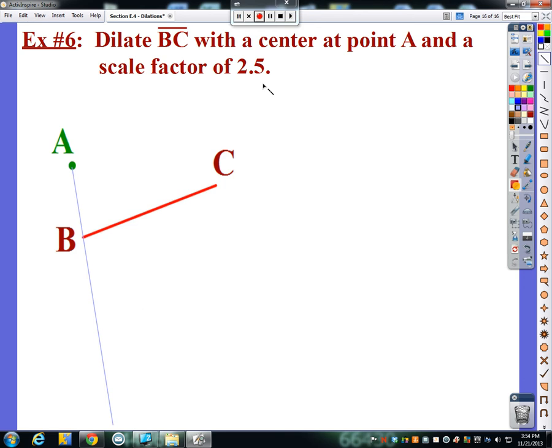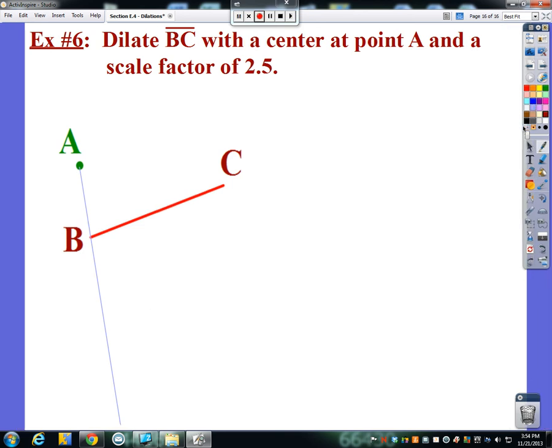Okay, so we need to do a scale factor of 2.5. Now, you don't write this part down right here, but think of this. This is the original size. This is the times 1 factor. Okay, we need 2.5 of these to go along here. Well, it's going to be pretty easy to double that, right? Because we can just use our compass.